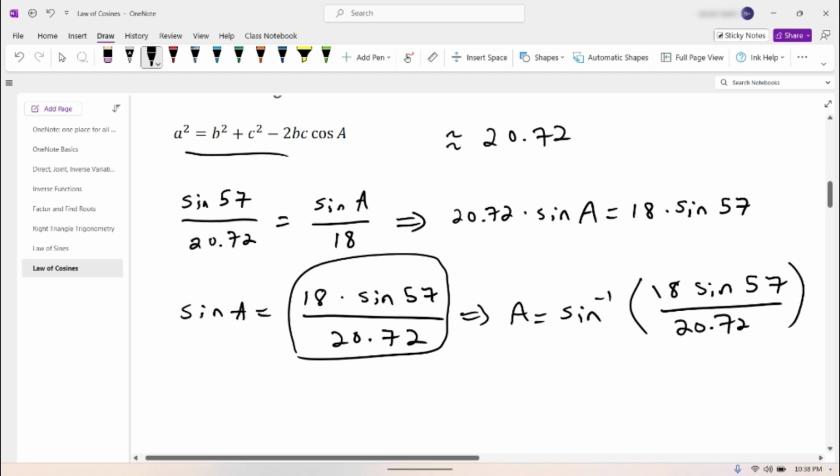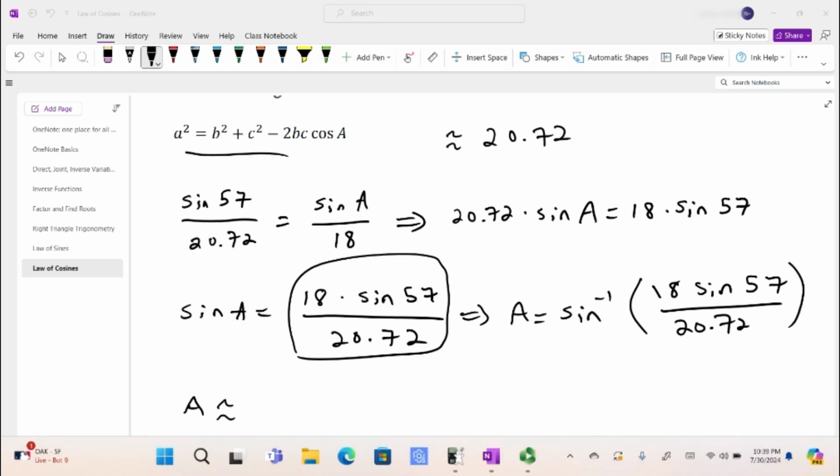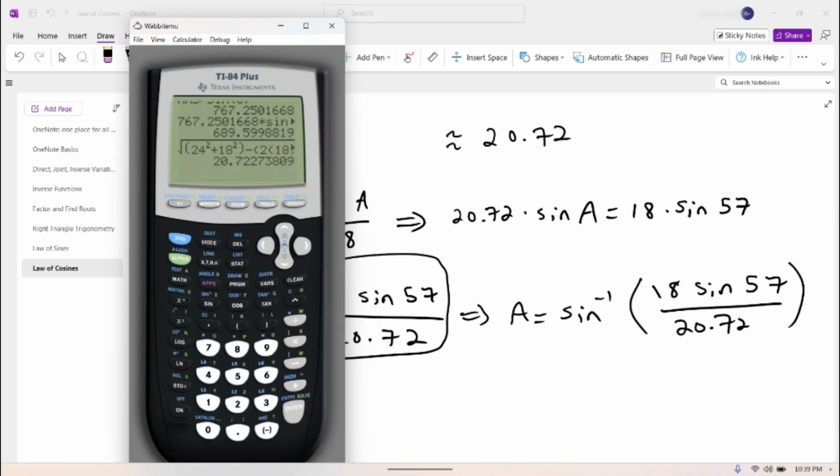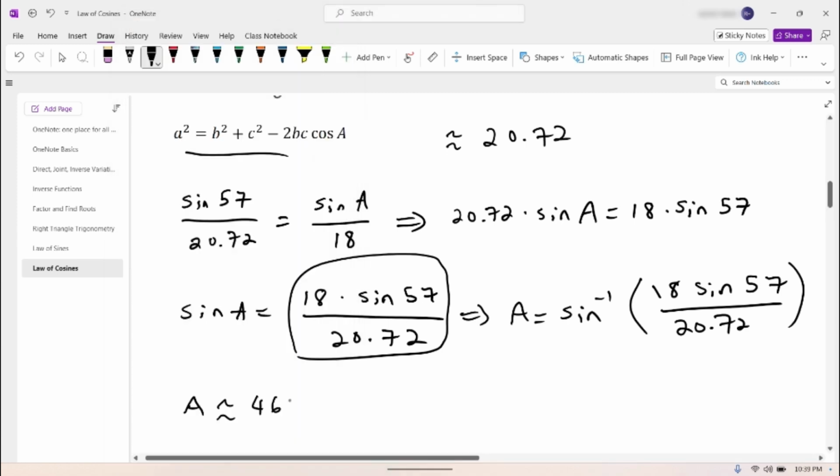So this is now a calculator problem. I'm going to get an approximation here, rounded to two decimal places. Let's grab our calculator and type that in. We're going to say inverse sine of 18 times sine 57, close that, and then this is divided by 20.72. So A is approximately 46.77 degrees, using law of sines.